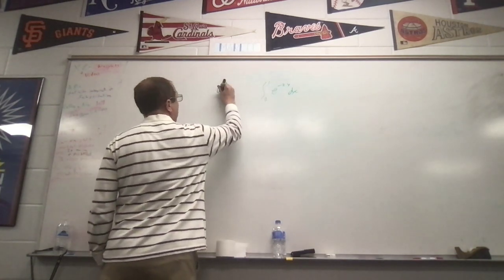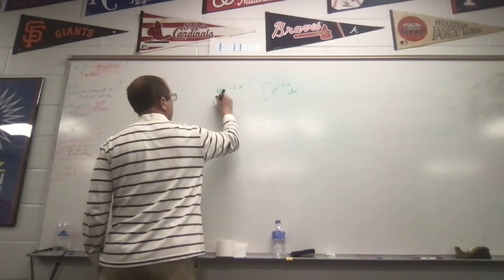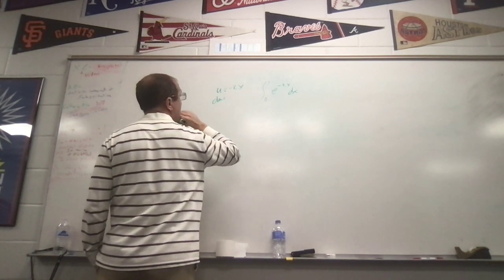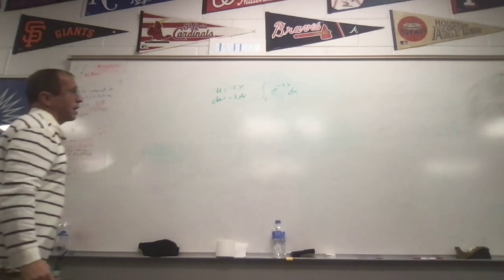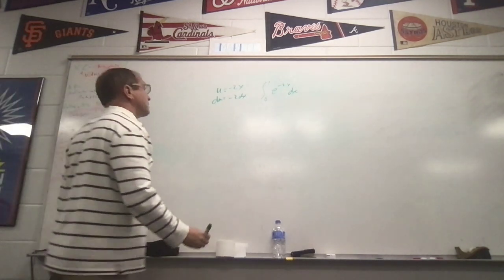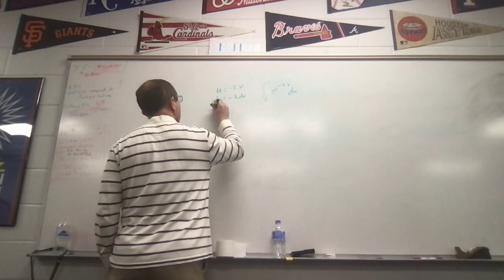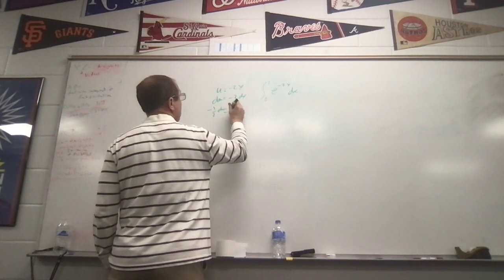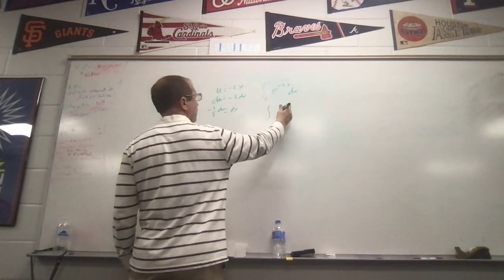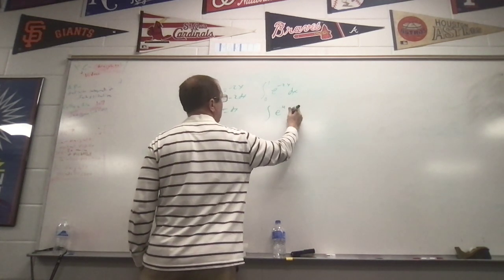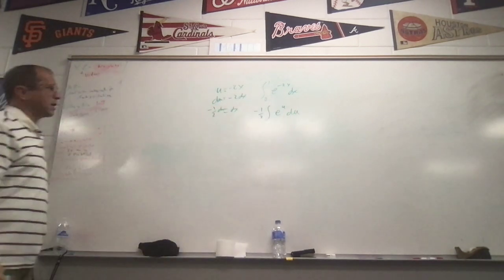Let's let u equal negative 2x. Okay? So what would du equal? Negative 2 dx, maybe? Okay. And then that leads dx to equal negative 1/2 du. All right, so I have my integral of e to the u du with a negative 1/2 multiplied to the front, correct?